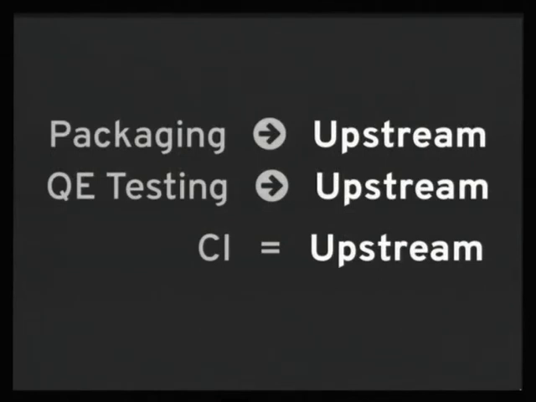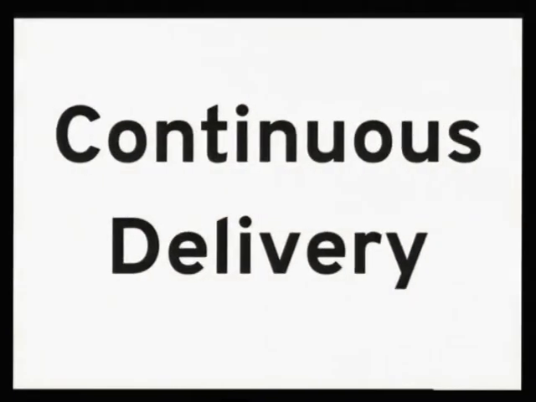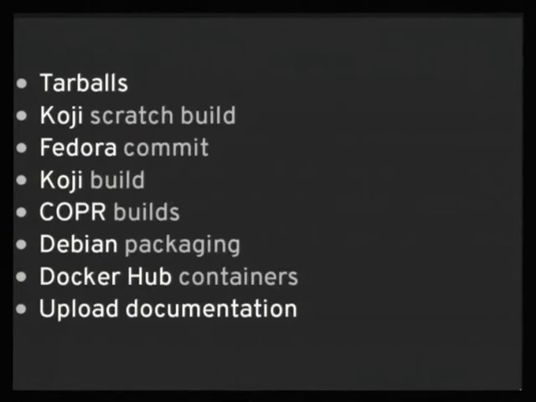And the real reality of this is that when you're doing CI properly, it's upstream. You can get some of the benefits by doing CI downstream, but the real benefits happen upstream, including continuous delivery. Every time we sign a Git tag in Cockpit, it automatically creates a release. It automatically pushes out tarballs, Koji scratch builds, pushes into Fedora dist-git, pushes Fedora Bodhi updates, does Copr builds, Debian packaging, pushes containers to the Docker Hub, uploads documentation.